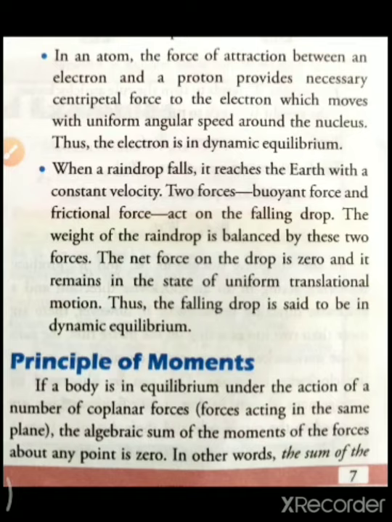With a constant uniform speed they are moving around the nucleus. Because here we have considered a moving object, that's why it is dynamic equilibrium only. Okay, I hope you have understood this one.